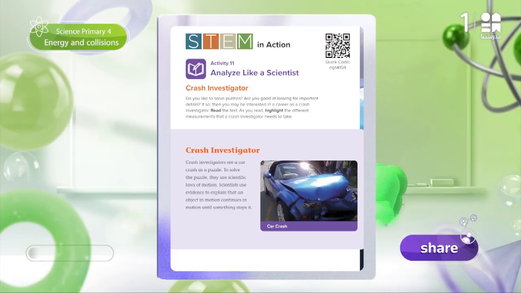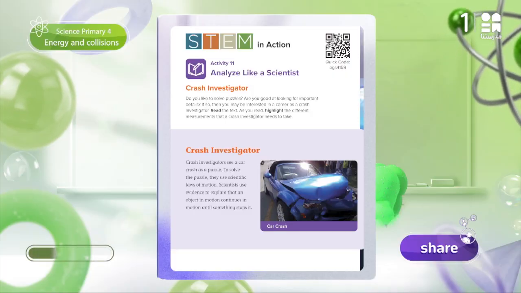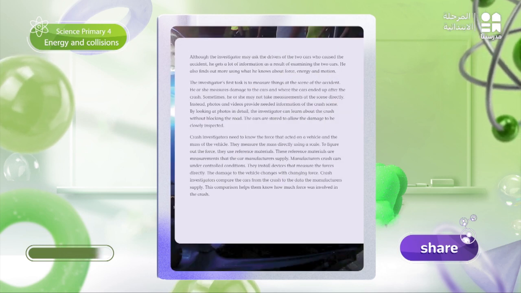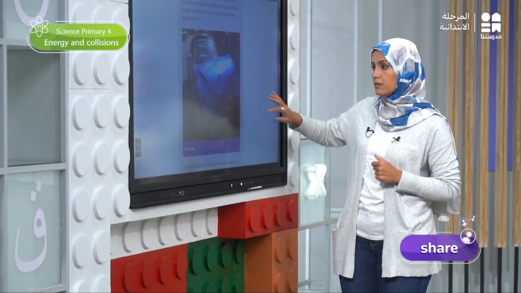I want you to hold your pen and underline the different measurements and tasks that a crash investigator need to do when they are notified of an accident. عايزاكوا تعملوا underline على كل المهمات اللي الكراش investigators بيعملوها لما حد بيبلغهم ان في حادثة. And what is the most important data they have to collect? ابتدوا اقروا التكست. Did you identify the investigator's first task? Start underlining using the pen.